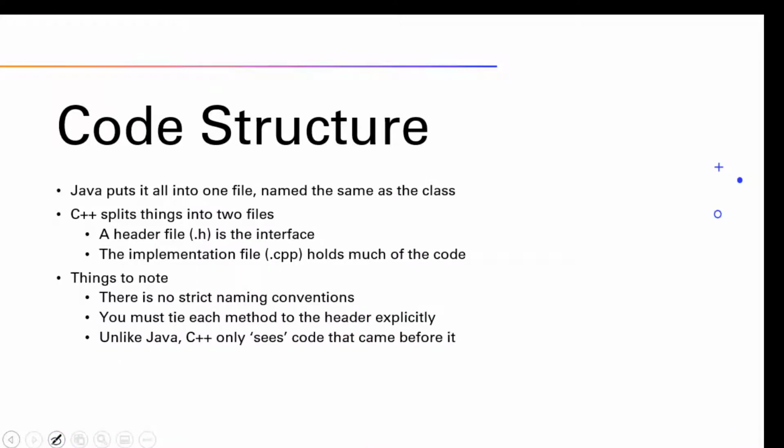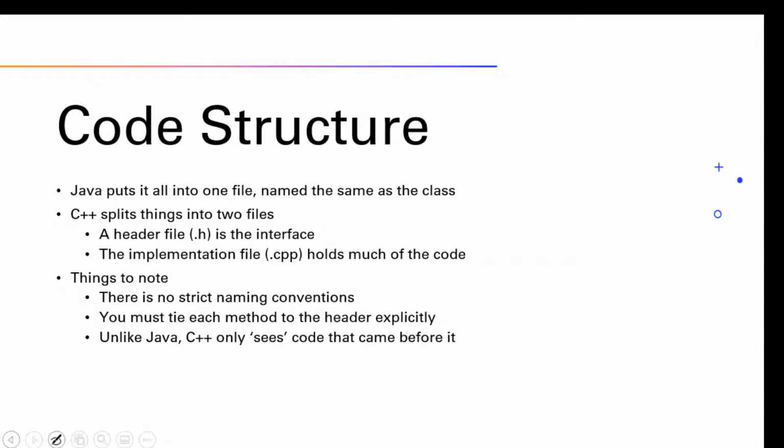Another interesting aspect here is the way I structure the code. In Java, everything gets put into one file where the name of the file has to match the name of the class. C++ by default splits everything into two files for the most part. You don't have to have two files, but there's a header, which is what other people can see of your class, and that's the interface of your class. Your header, as we'll see in a bit, can have a public and a private section as well, but your implementation tends to be in a different file, the .cpp file. That's your implementation that holds most of your code.